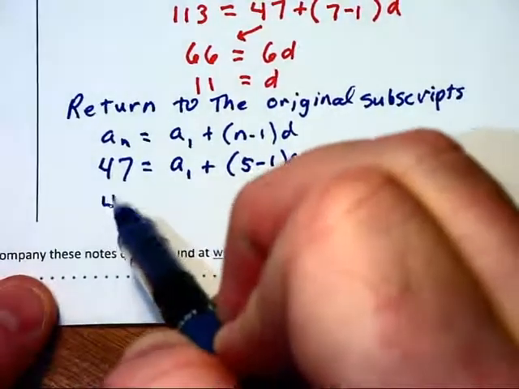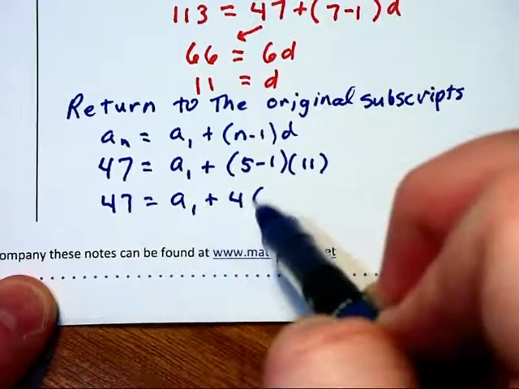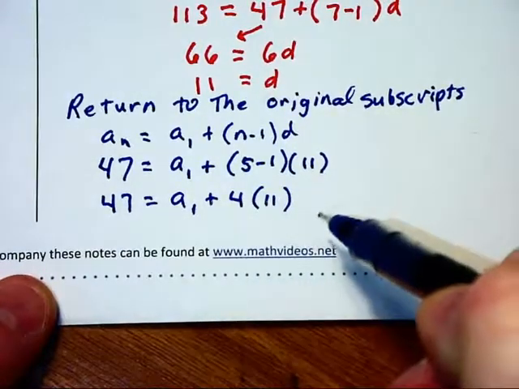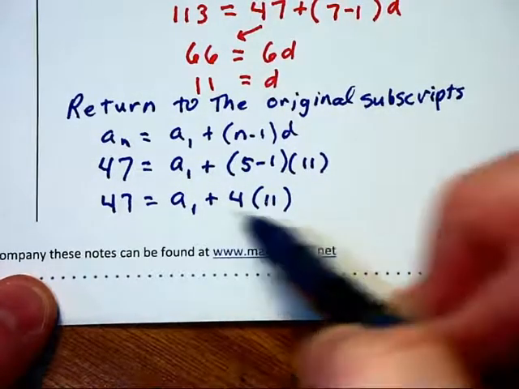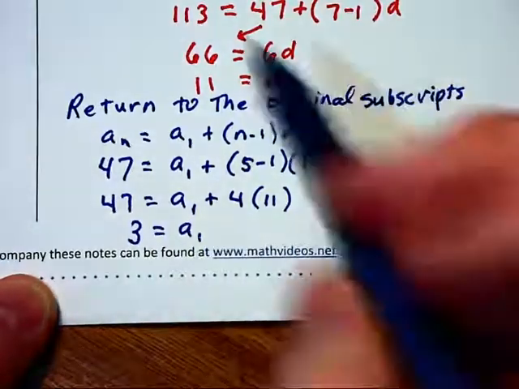This gives us 47 equals a1 plus 4 times 11. That's 44. If we subtract that 44 on each side, we will find out that the first term, a sub 1, is equal to 3.